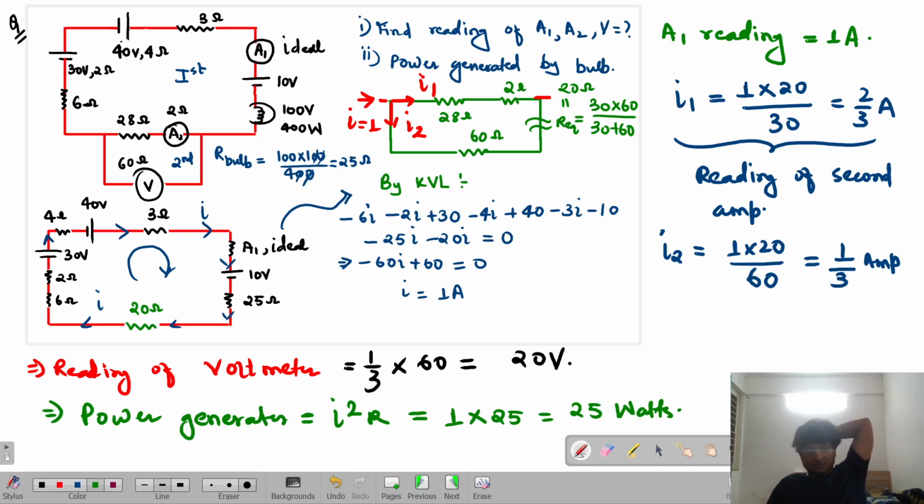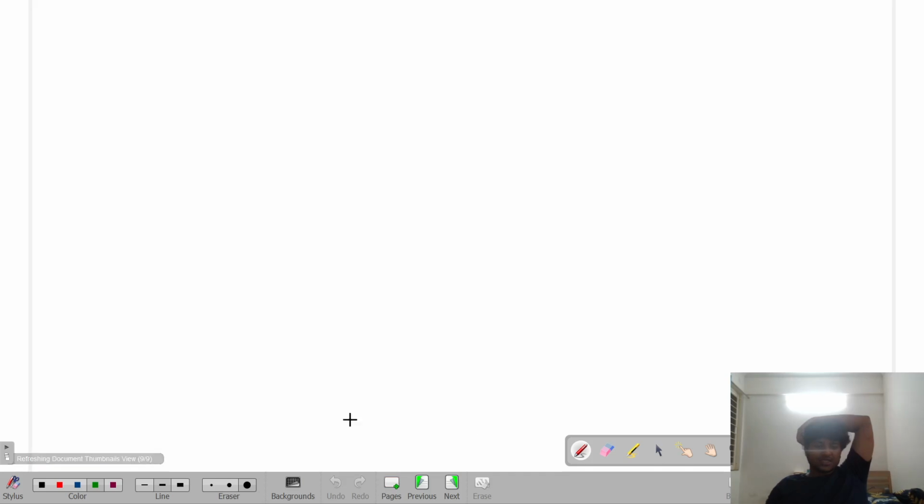Got it? Can we move ahead? So this is how you are going to solve ammeter, voltmeter, any kind of problem. This is why I kept one big question so that you can understand. Now this was the series and parallel connection. Let us understand one more type of problem.